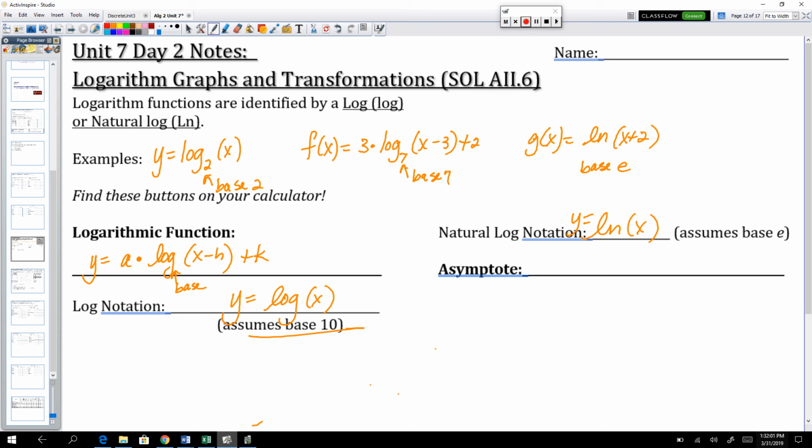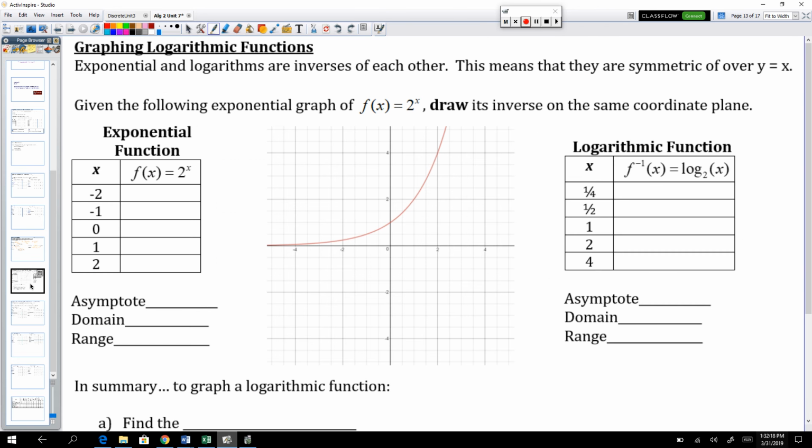For these graphs, we have vertical asymptotes only, right? And those vertical asymptotes are of the form x equals h. So those are the opposite of what we saw with the exponentials. So let's do some more comparing and contrasting. You should know that exponential and logarithmic functions are inverses of each other. Just like when we saw quadratics and square roots, those are inverses of each other. Exponentials and logarithms are inverses of each other.